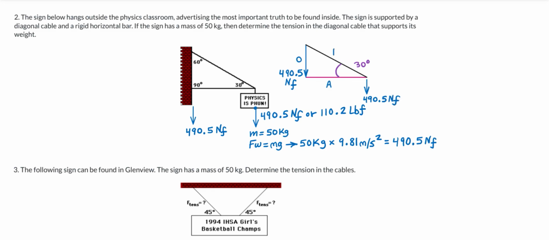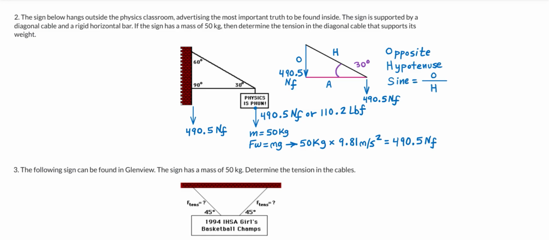So now we can set up the sides. Opposite is the force weight. Then the adjacent leg is the horizontal bar. And then it connects with the hypotenuse diagonal. So in this case, what is relevant? The opposite side and the hypotenuse. We need to know the value of H, which is equal to the tension in the cable.